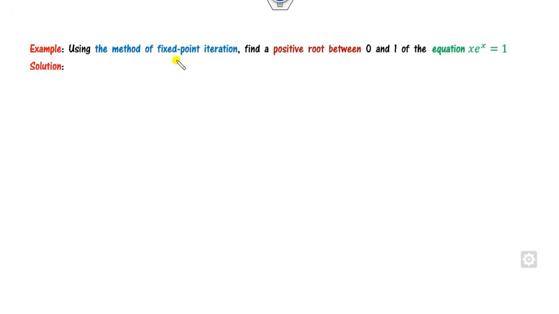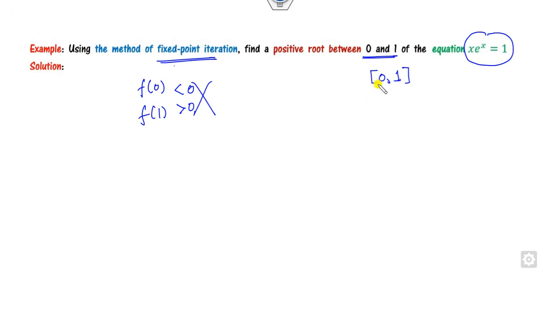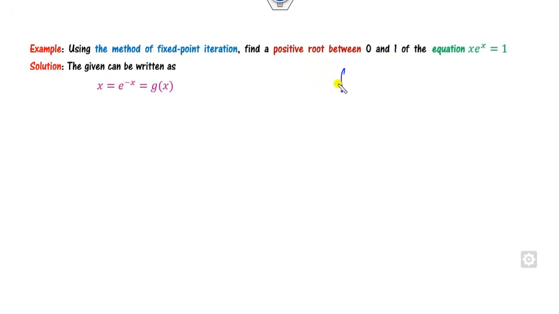Okay, now look at this. Apply the fixed point method. Now you can see that the interval is already given to you. It means there is no need to find whether f of a and f of b are less than or greater than zero. So the purpose is, you have to firstly write f of x. What is my f of x? x e raised to power x minus 1, equals 0.